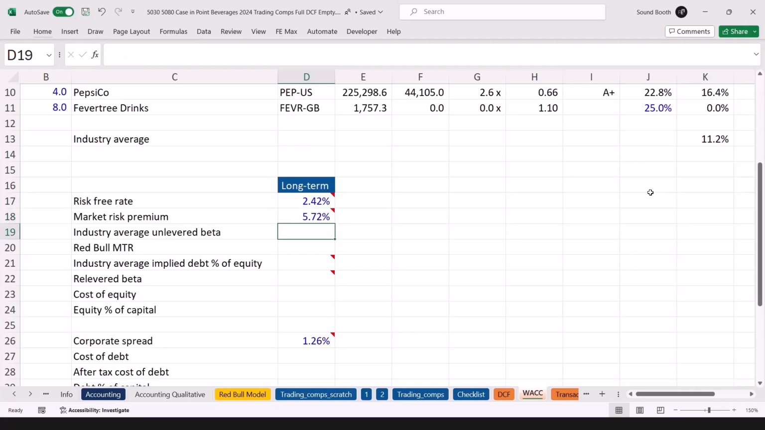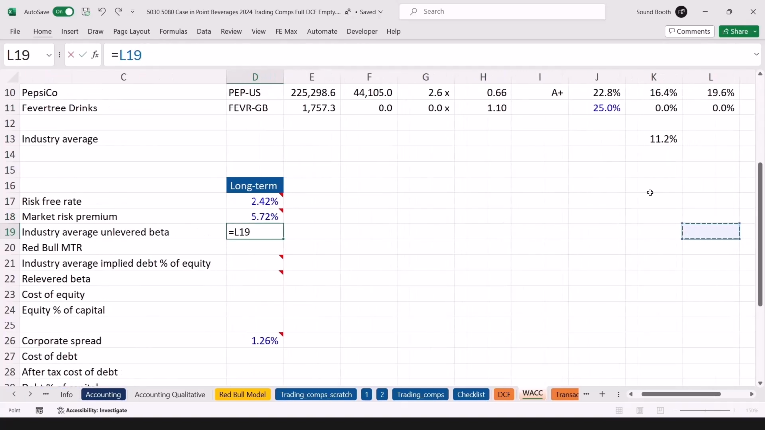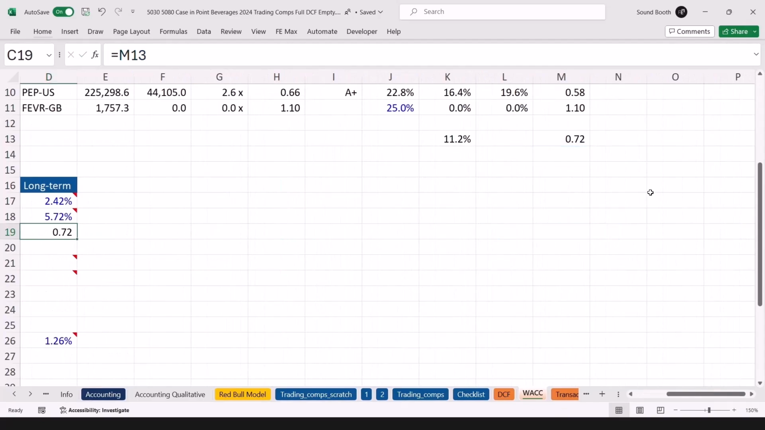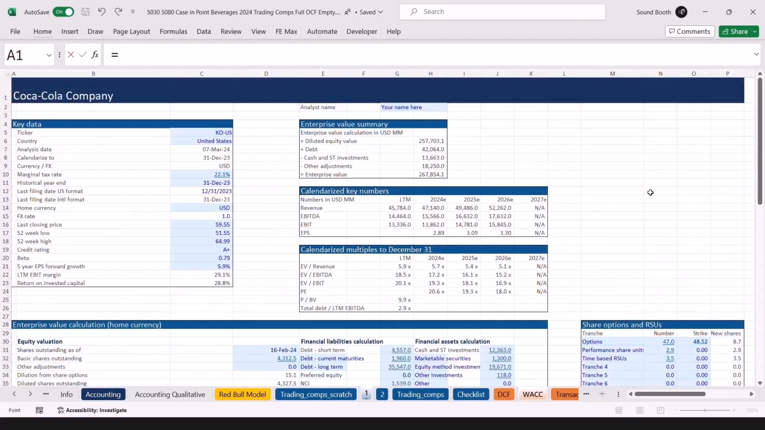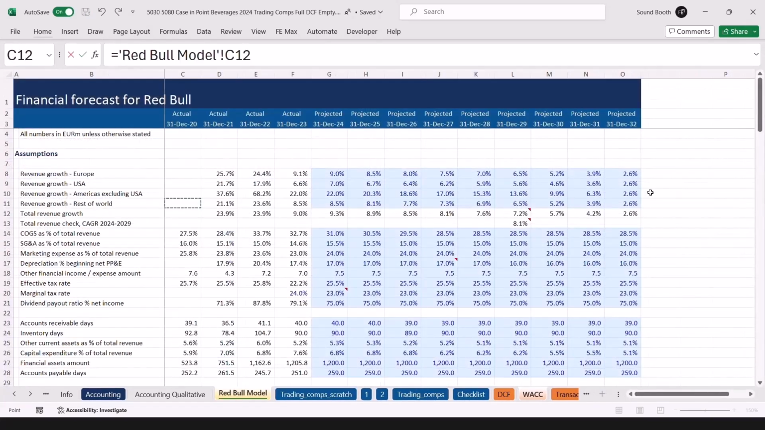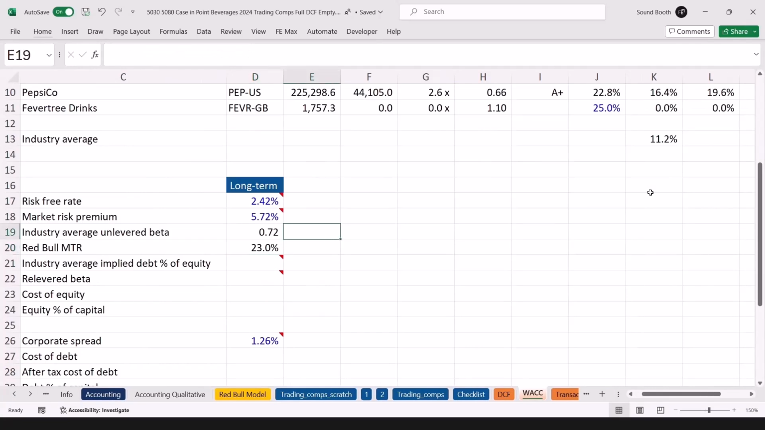Then we're going to pull in the industry average unlevered beta, which we calculated here. And I'm going to pull in the marginal tax rate for Red Bull from the model. And I'm going to come down here and take the projected marginal tax rate, because that will reflect better the future, and we're valuing the firm in the future.